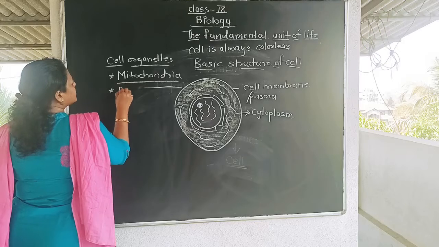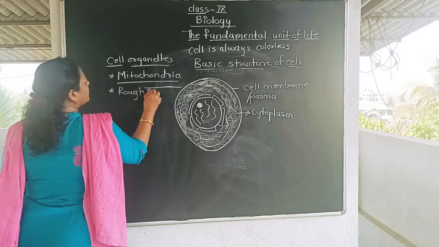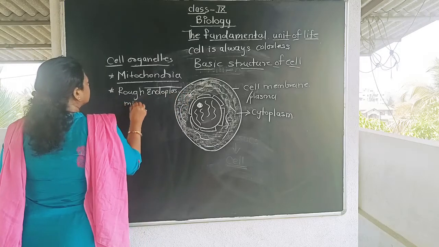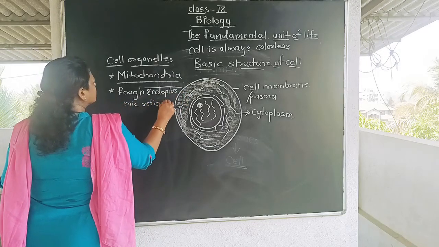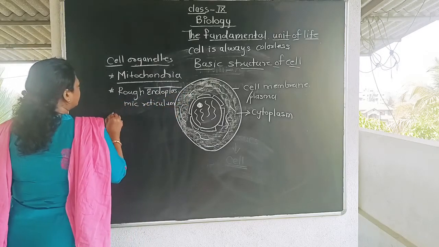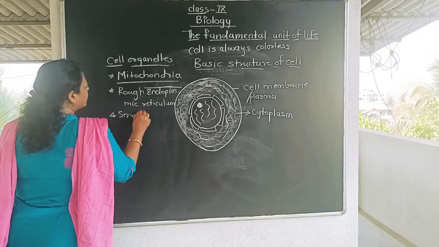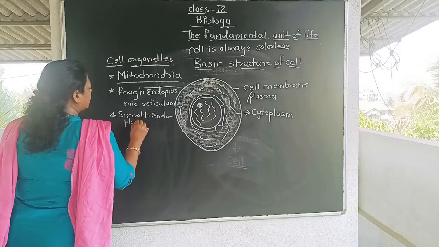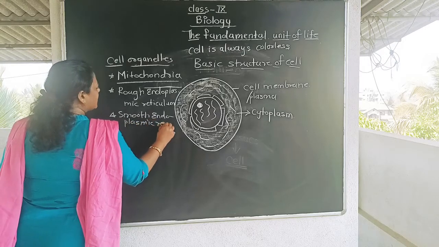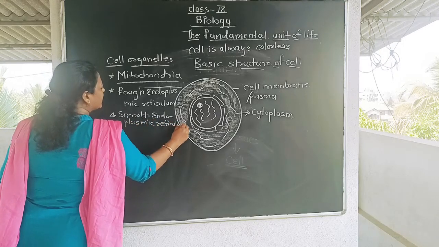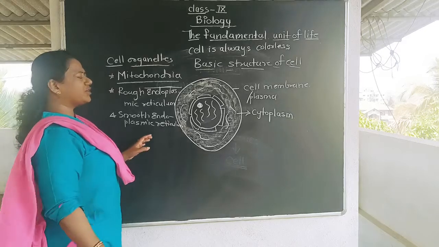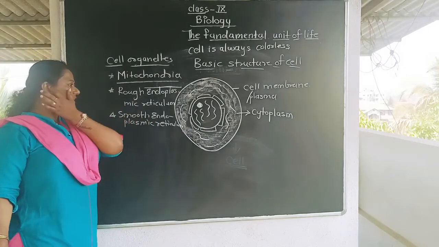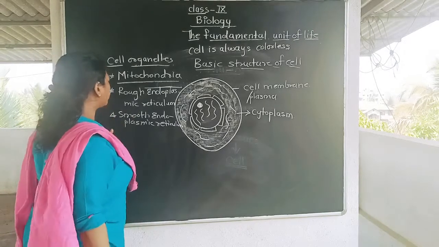Then we will have a structure called the rough endoplasmic reticulum. Then we will have the smooth endoplasmic reticulum. Students, these names may be weird for you, but you should study them in detail, and it is going to be really easy and crystal clear for all of you if you watch my video carefully. You will not have any doubt.